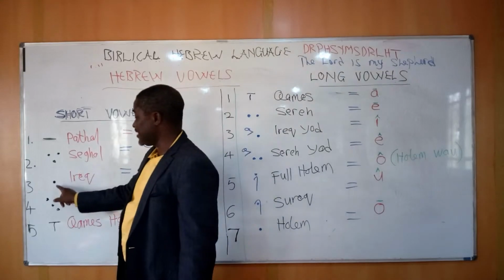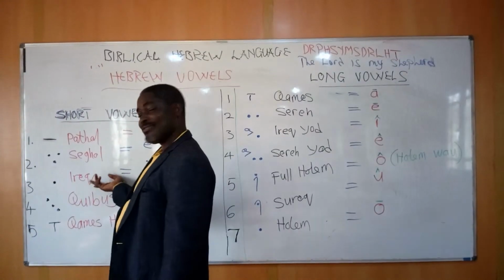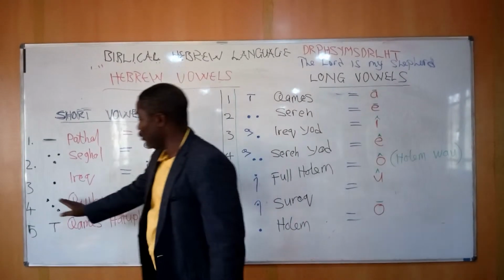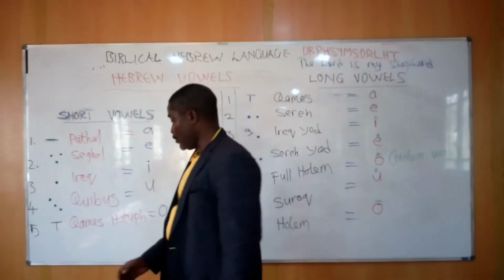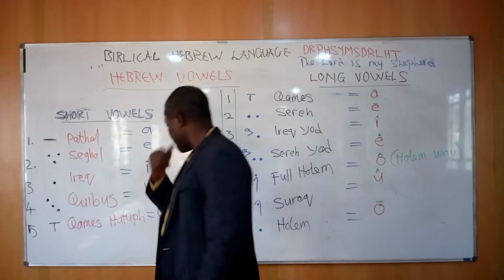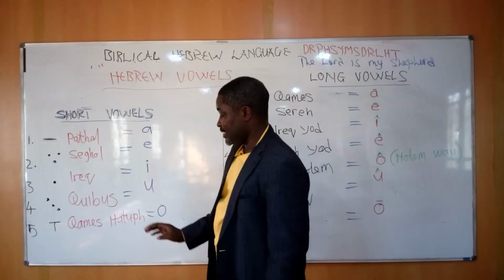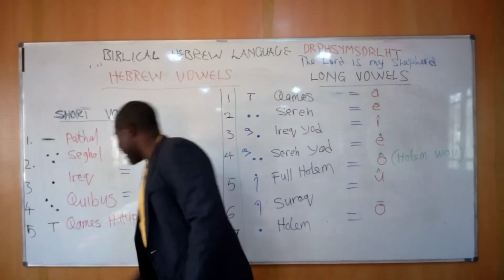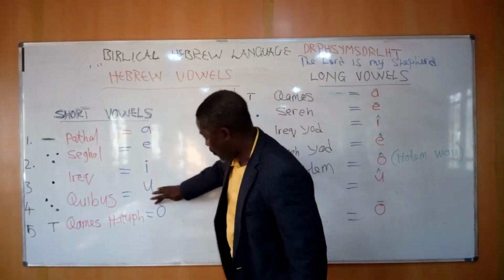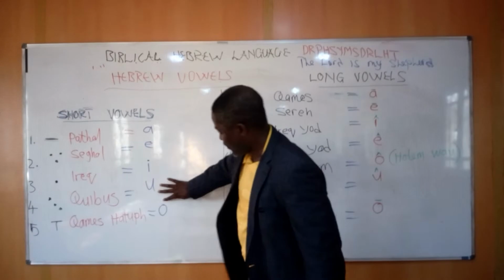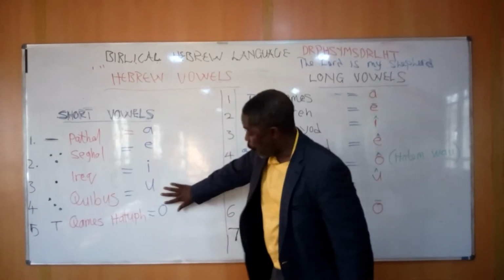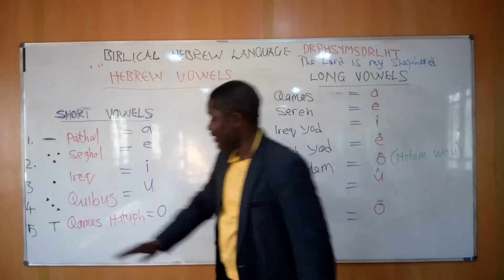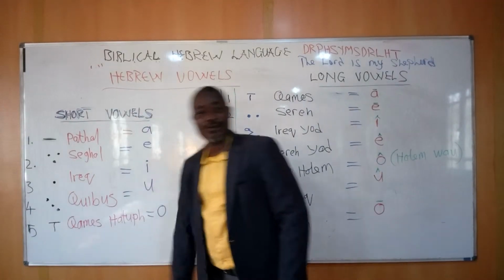Then you have the next one, which is just a dot. It's called hiriq, which stands for an I. Next one is qibbuts, and it stands for U. Then the fifth one is qamets hatuf. This is the form, and it stands for an O. So you have patah, segol, hiriq, qibbuts, and qamets hatuf.